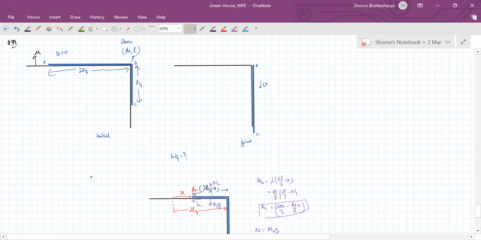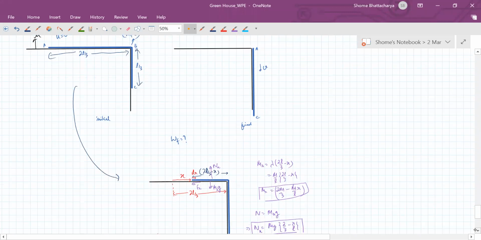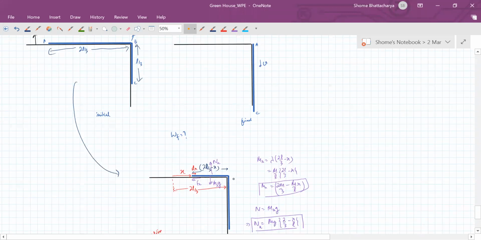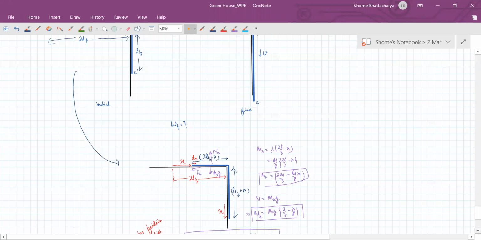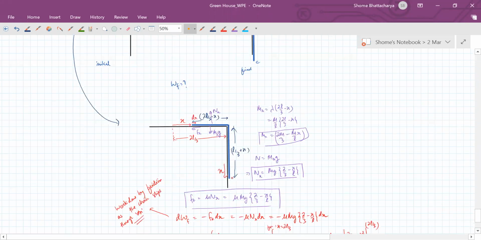So from here, at some intermediate time, when our system is like this, this end of the chain has gone down by x, and this end of the chain has moved by x to the right like this. So during that time, this is what friction is doing.